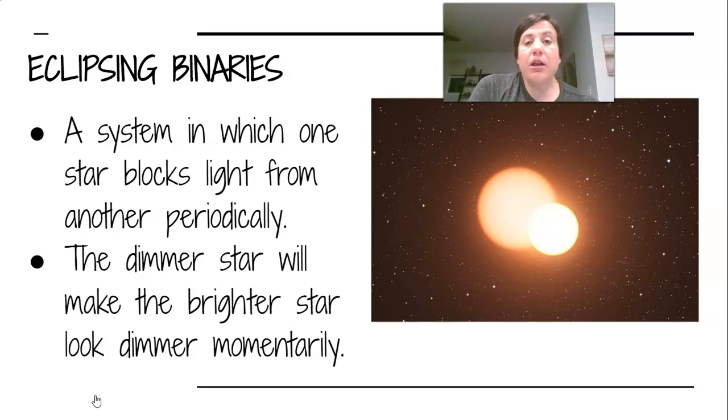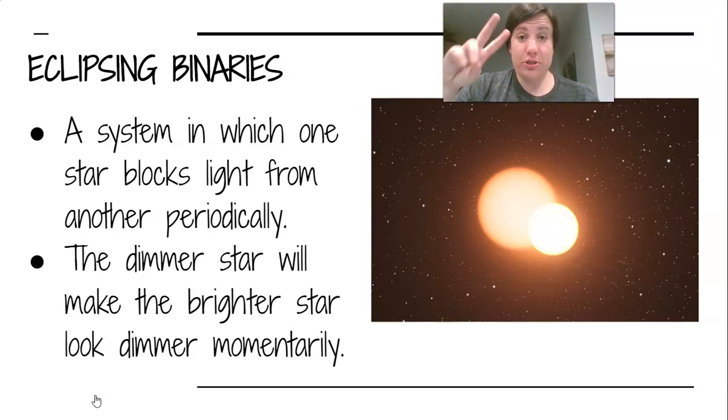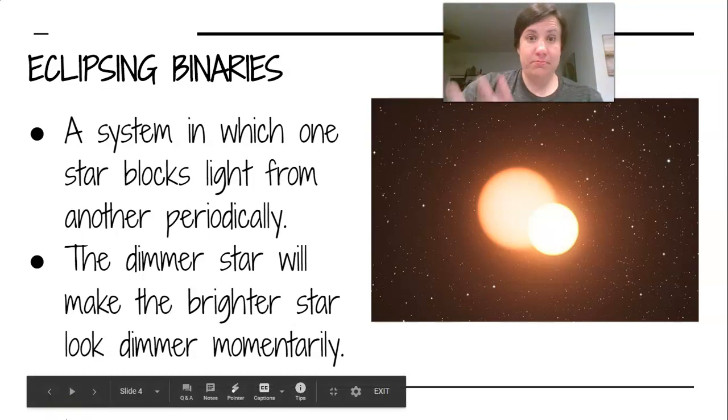So what you have here is that one star will become dimmer because there is another star that is passing in front of it. That's what we call an eclipsing binary. So binary again means two. You've got two stars in that system, and that's typically the case. But star systems are just two or more stars together.